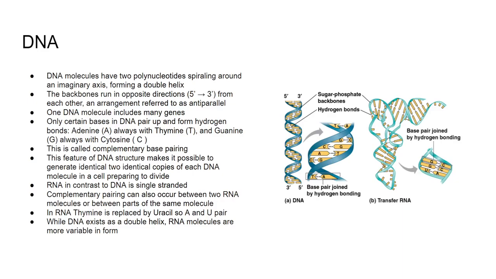So DNA molecules have two polynucleotides spiraling around an imaginary axis, forming a double helix, and the backbones run in opposite directions from 5' to 3'. So they're essentially anti-parallel, and one DNA molecule includes many genes. Only certain bases in DNA pair up and form hydrogen bonds. For example, adenine always pairs up with thymine, and guanine always pairs up with cytosine, and this is called complementary base pairing. This feature of DNA structure makes it possible to generate two identical copies of each DNA molecule in a cell preparing to divide. We talked about this in the mitosis and meiosis video.